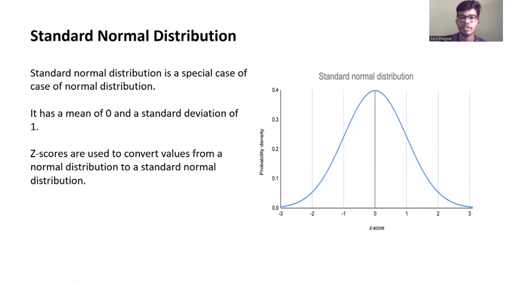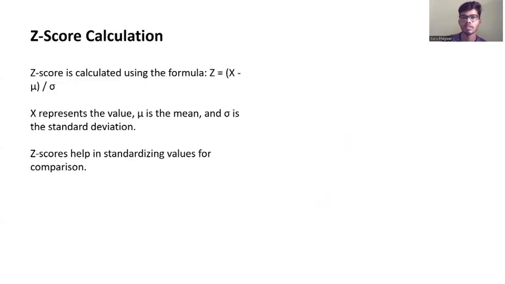Next, standard normal distribution. The standard normal distribution is a special case of the normal distribution. It has a mean of 0 and a standard deviation of 1. The mean is represented by mu and the standard deviation is represented by sigma. Z-scores are used to convert values from the normal distribution to the standard normal distribution. The standard normal distribution is probability density versus the z-score.